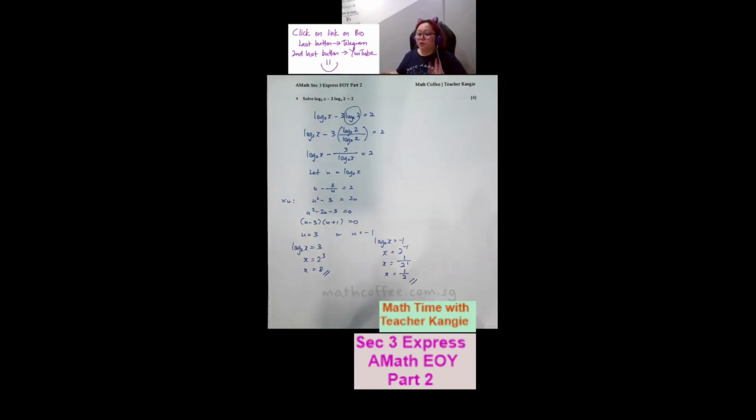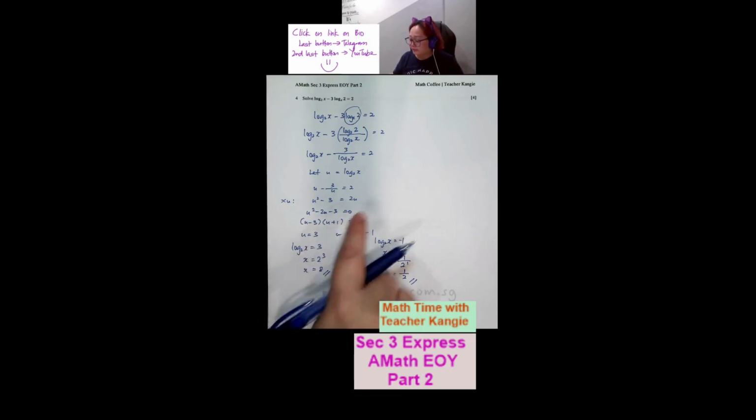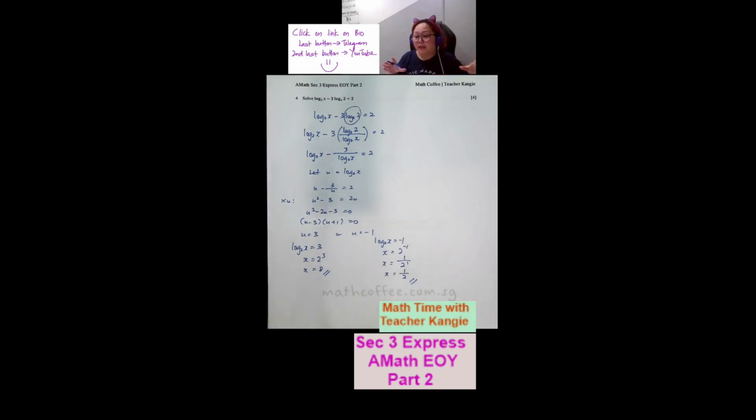Okay, so this is how you do this question. This is a 4 marks question, not tough. You have to use change of base, then use substitution, solve quadratic equation, and then pull back the log 2x. And then you have to know how to convert between log form and index form. Understand?